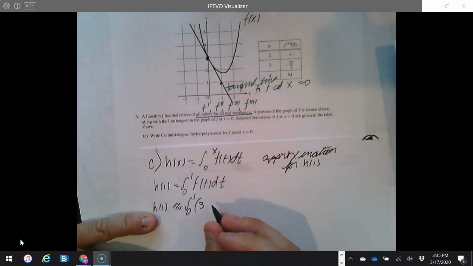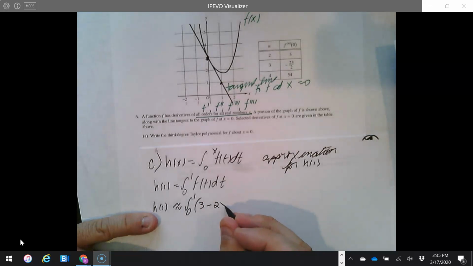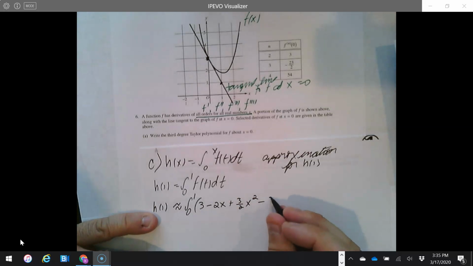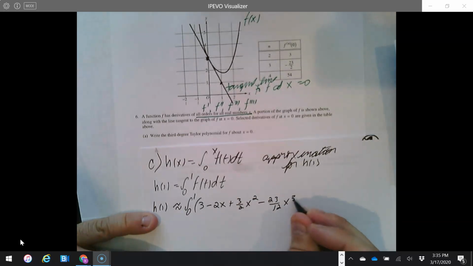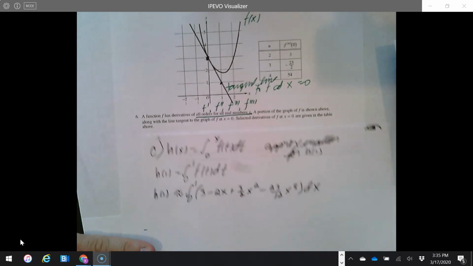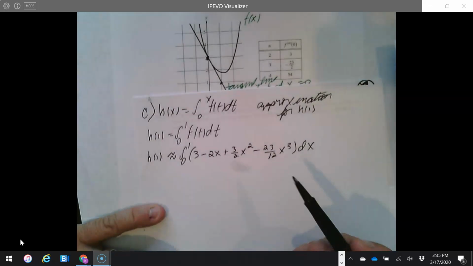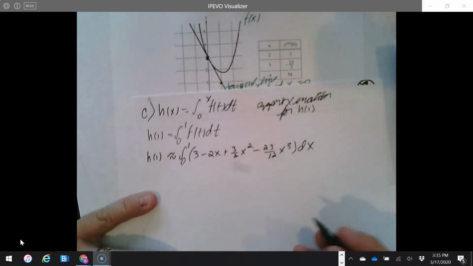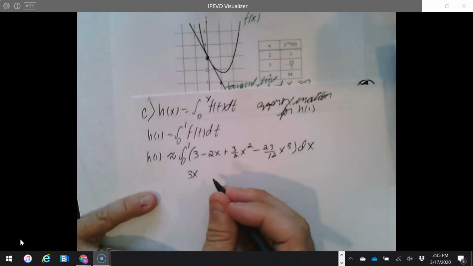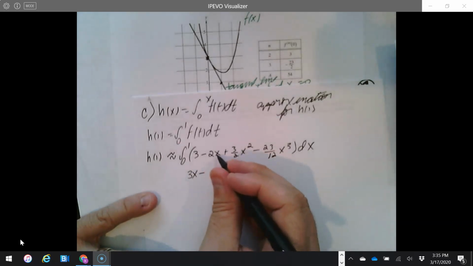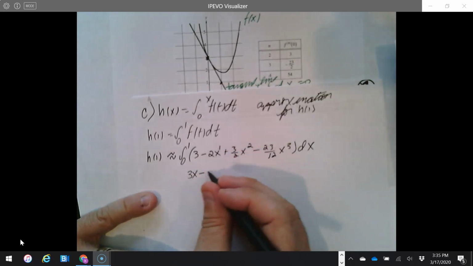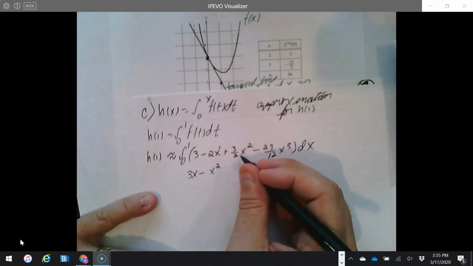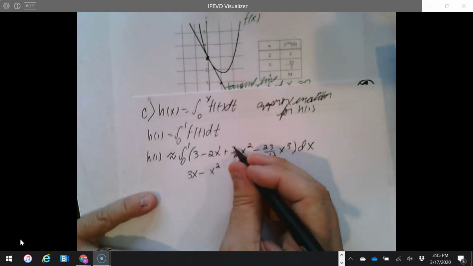My degree 3 Taylor polynomial was 3 minus 2x plus 3/2 x squared minus 23 over 12 x cubed. I want to integrate that with respect to x. That shouldn't be too bad. These are all polynomials. We use the power rule. The integral of 3 is 3x minus the integral of 2x, add 1 to the power, divide by the new power, that's x squared. Add 1 to the power here, you get x cubed.